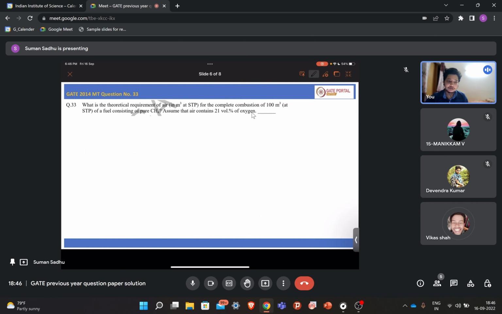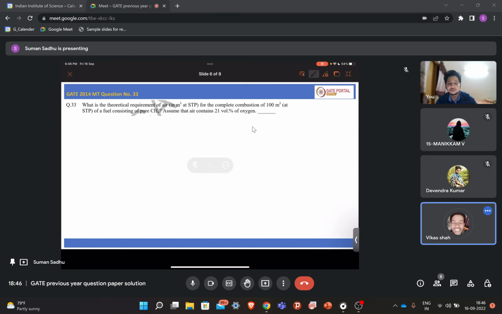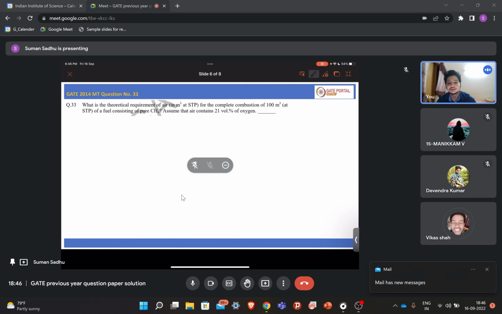So does anyone want to approach how to solve this question? This is a very simple question. You just have to do the mass balance and write the equation, and then do the mole balance. Then we can easily proceed with this. Can anyone guide me how to approach this question?